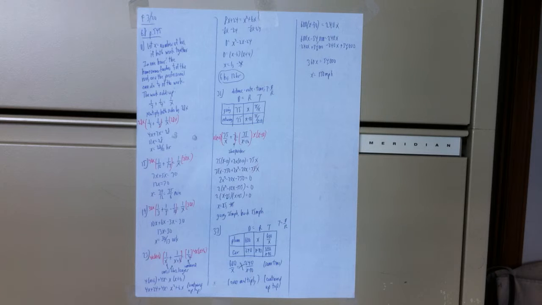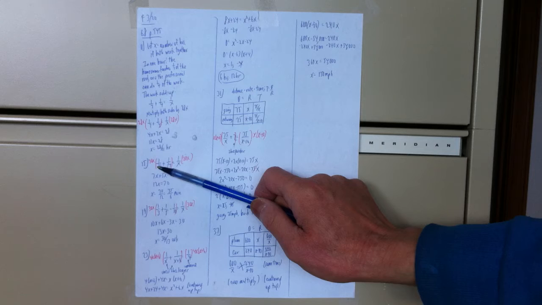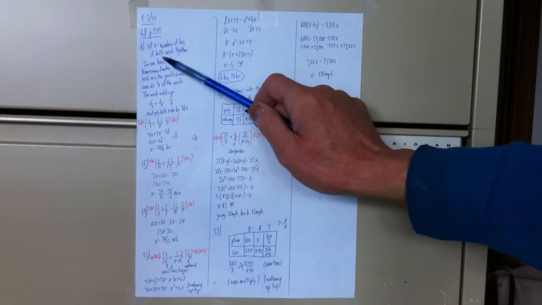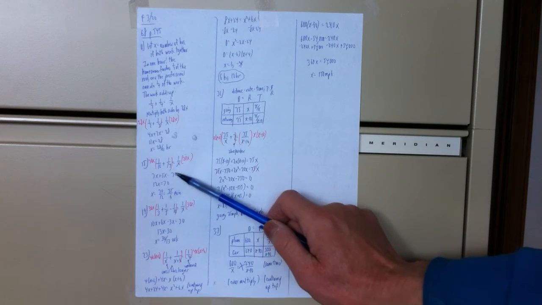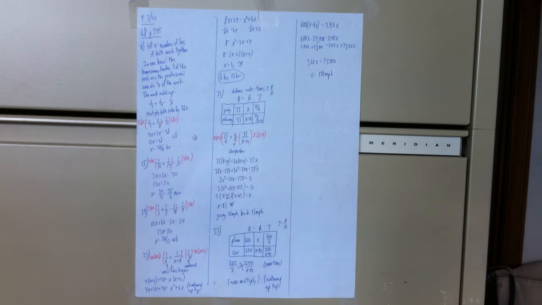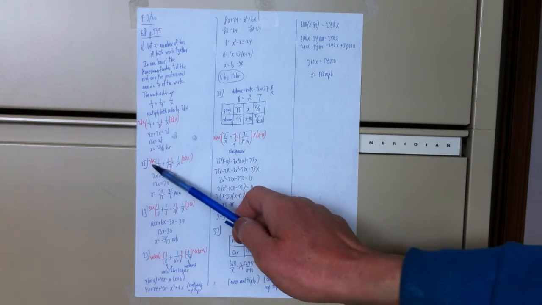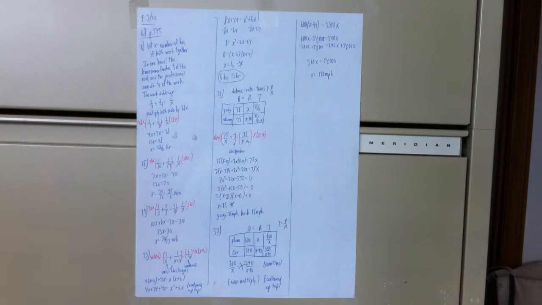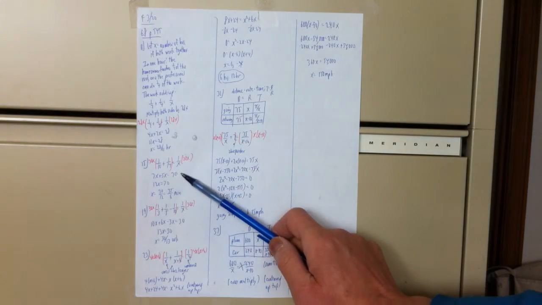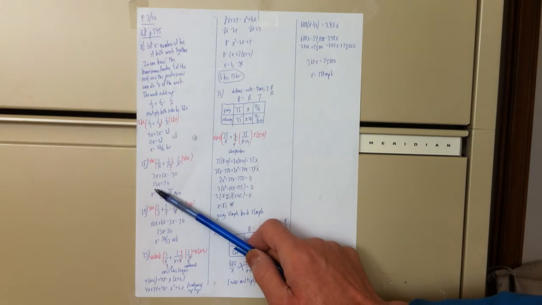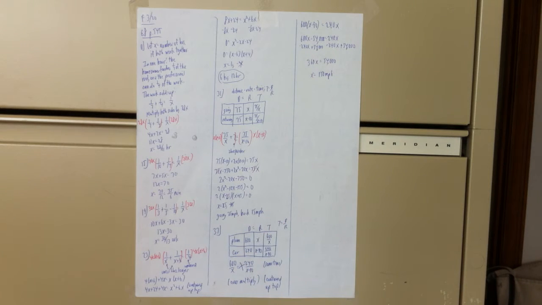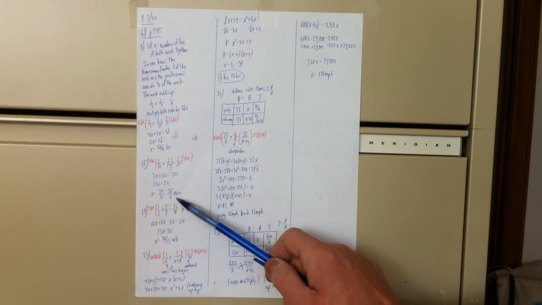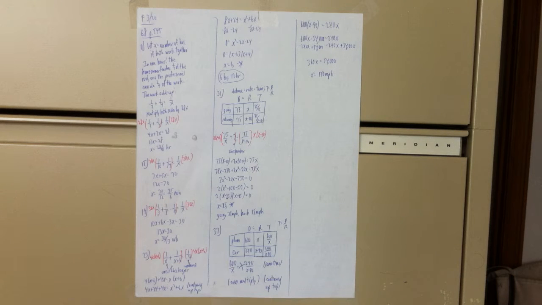Problem 15, we have something similar. The numbers involved were 10 and 14, so we put the reciprocals just like in problem number 11. 1 over 10 plus 1 over 14 equals 1 over x. Multiply both sides by the common denominator, which is 70x. That gives us 7x plus 5x equals 70, or 12x equals 70, or x equals 70 over 12, which is 35 over 6 minutes.